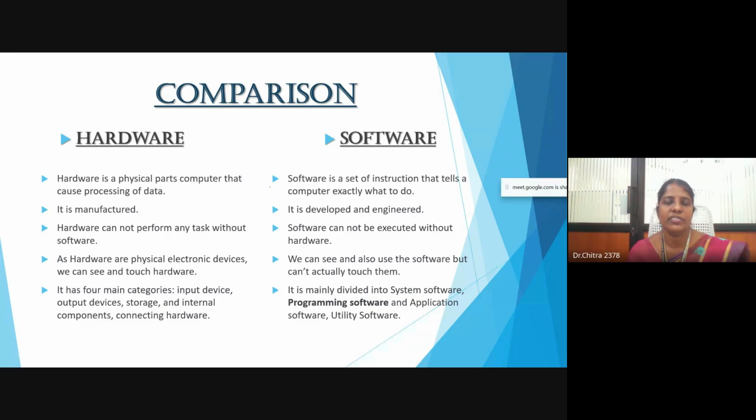The hardware is divided into four categories: input device, output device, storage, and internal components. Software can be divided into programming, whether it is application program or system program. If it is designed for any application, that's called an application program. Or if the program supports the system, that's called system software. This is all about your fourth module.